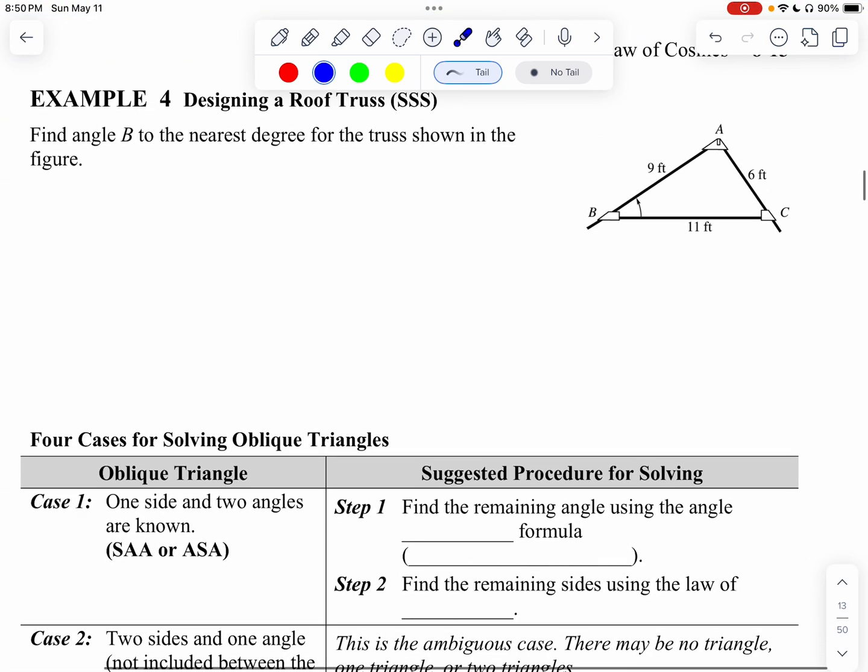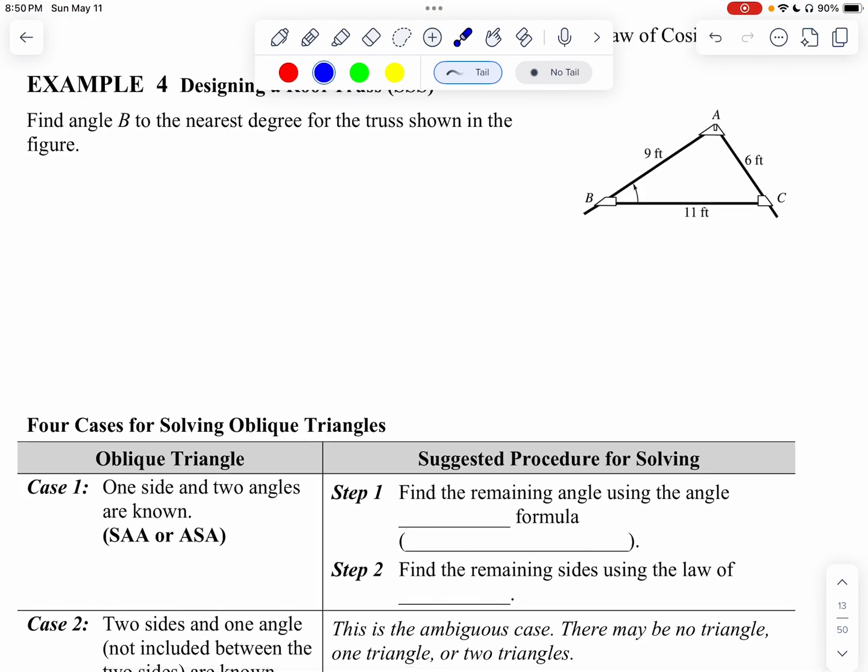All right, for this one, we're going to look at a roof truss. So we want to find angle B to the nearest degree for the truss shown in the picture. So we have side C, side A, and side B. So try this on your own and then check your answer after you've paused and played again.